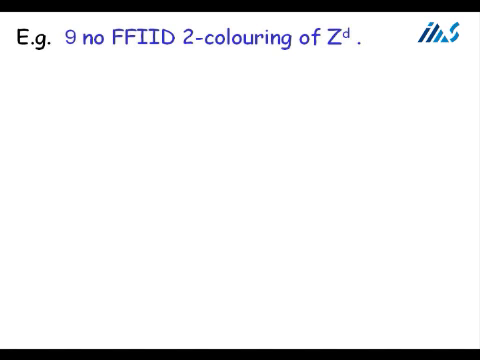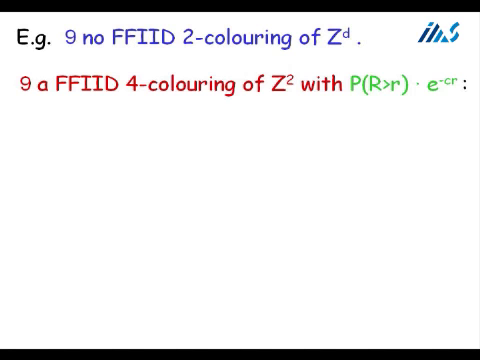The 9 doesn't exist, of course. So there is no finitary factor of an IID process, which we're going to abbreviate FFIID, which is a 2-coloring of the integer lattice. Here's a 4-coloring that has exponentially decaying tails.